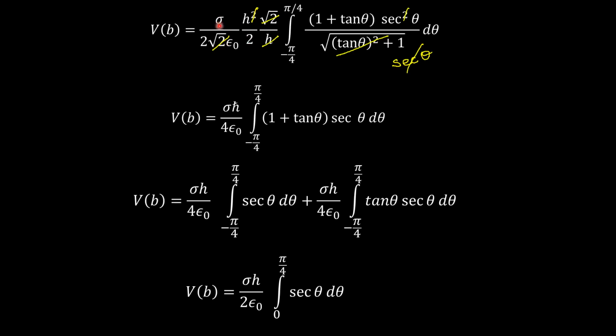Now you can see in the denominator you have sigma h, and in the numerator you have sigma h, and in the denominator 2 into 2, 4 epsilon naught you have. Then here in the integral you have 1 plus tan theta secant theta d theta. Then this can be separated into two integrals. That is, one is secant theta d theta, other one is tan theta secant theta d theta. Of course, this multiplicative factor will come.